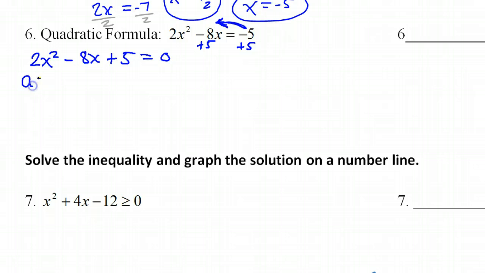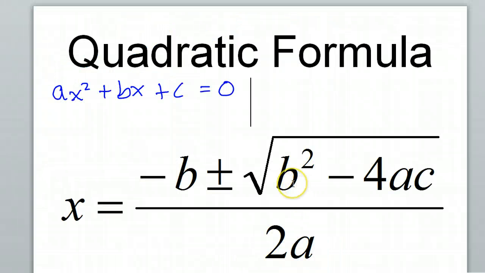That means that a is 2, b is negative 8, and c is 5 in terms of plugging into our quadratic formula. Now, whenever you do the quadratic formula, I want you to calculate the discriminant separately. Oh, you forgot what the discriminant was? Well, the discriminant is this part in here. All of this. That's the discriminant.